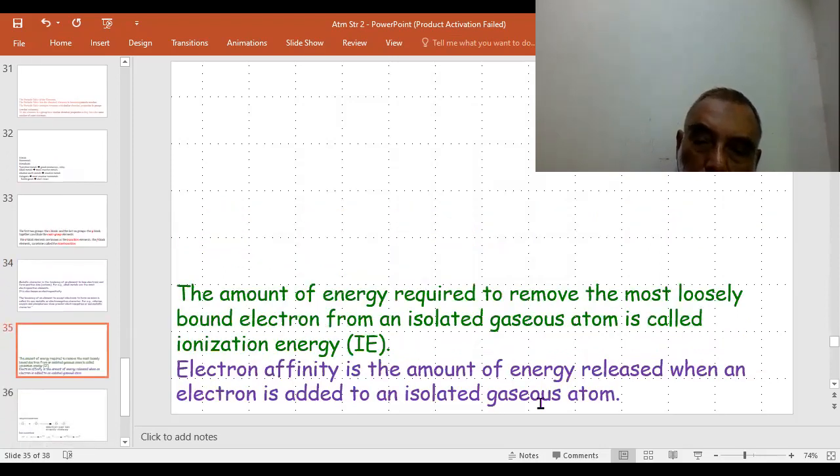The amount of energy required to remove an electron from the outermost shell of an atom in its gaseous state is its ionization energy. And the energy released when an atom gains an electron in its outermost shell and becomes stabilized is known as its electron affinity.